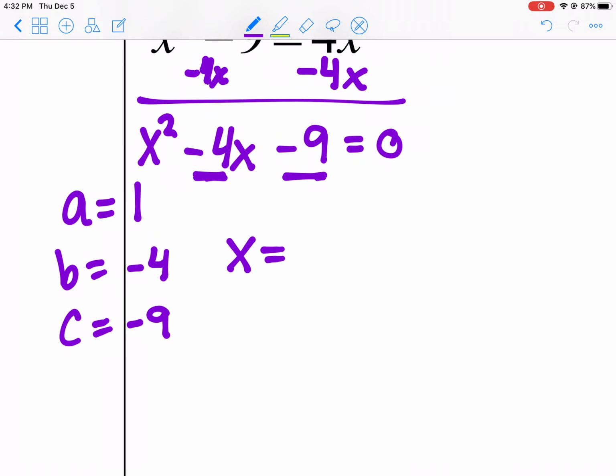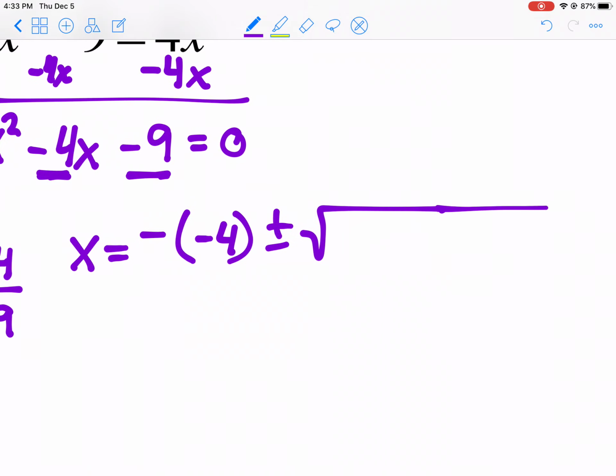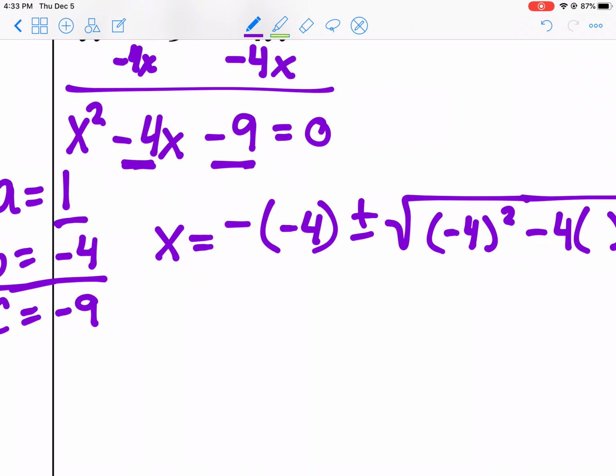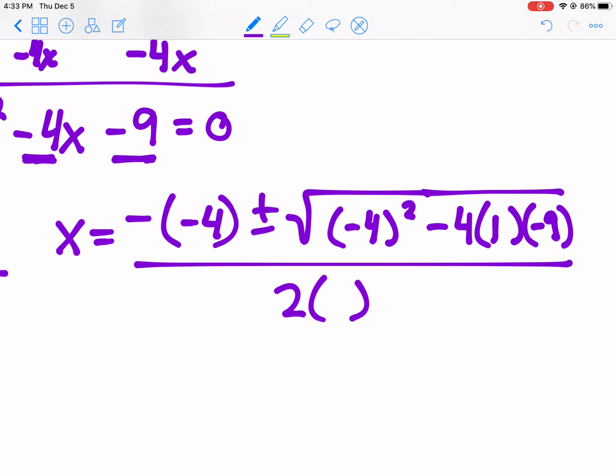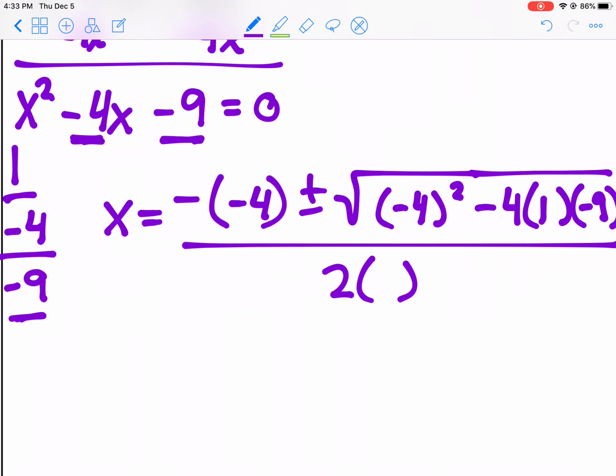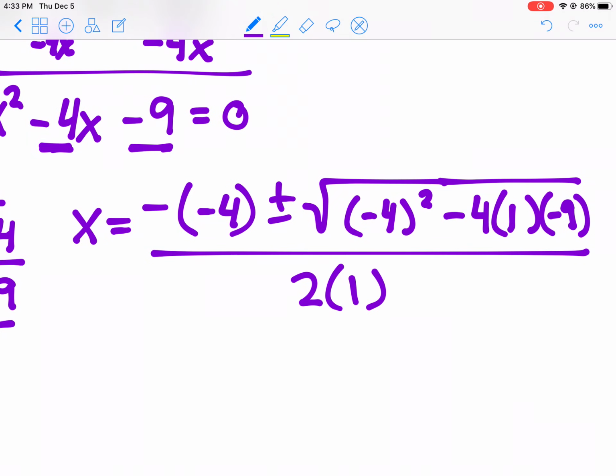So I have x equals negative b. Since b is -4, I'm going to put -4 in that parentheses. Plus or minus the square root of b squared, b is -4, minus 4ac. Since a is 1, that will go there. C is -9, that will go there. All over 2a. And we said that a is 1, so that will go there. Okay, that was step 3.